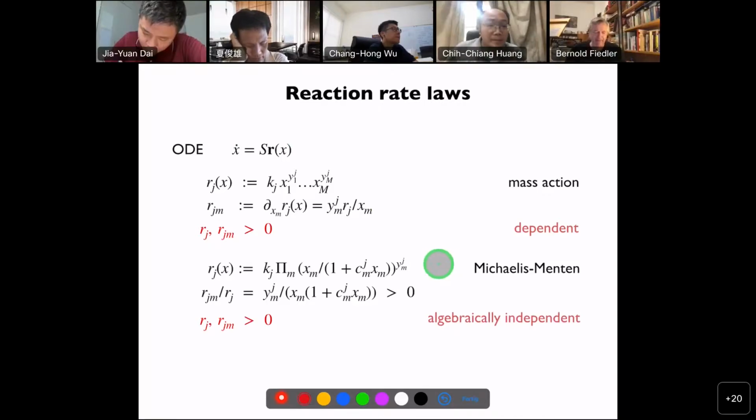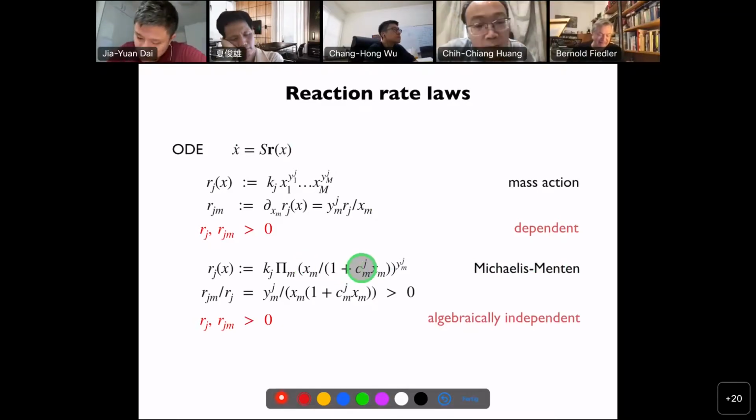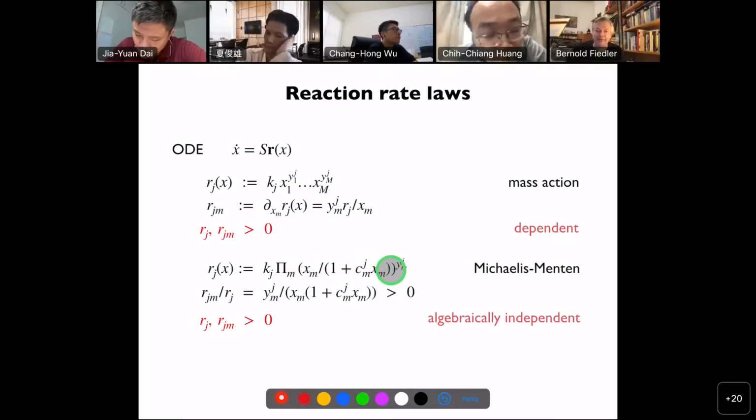In the body, we typically have enzyme catalyzed reactions. And one example of those is Michaelis-Menten kinetics. So this is where the reaction rate saturates. When x_m gets large, the reaction rate reaches a limit and does not further increase.